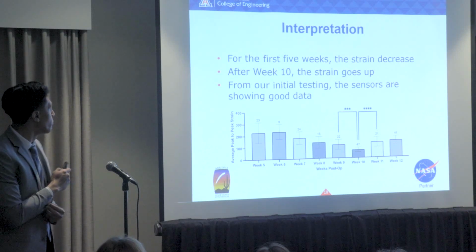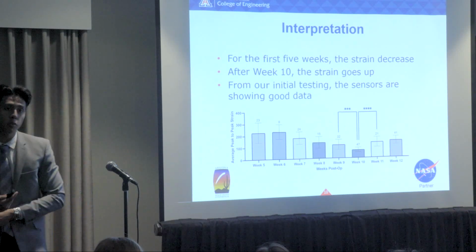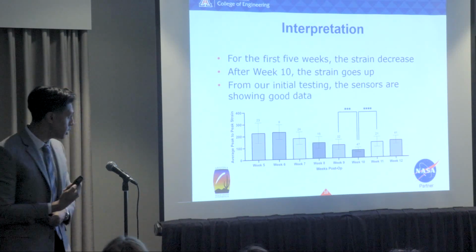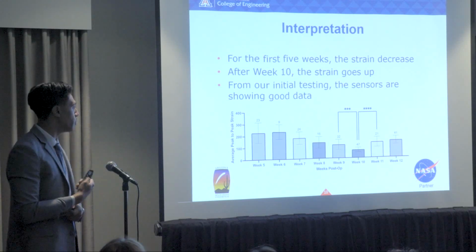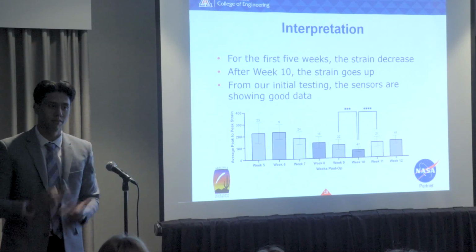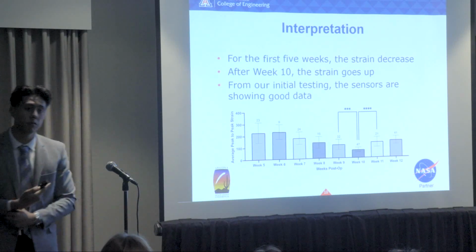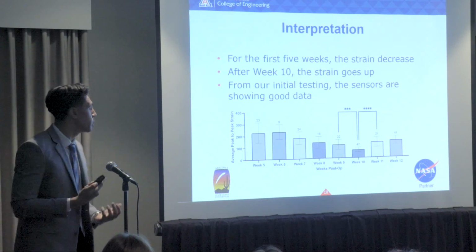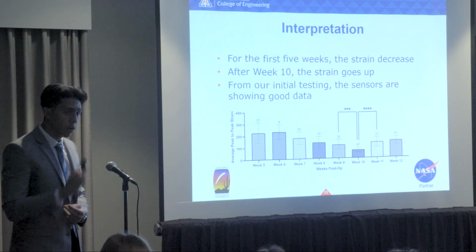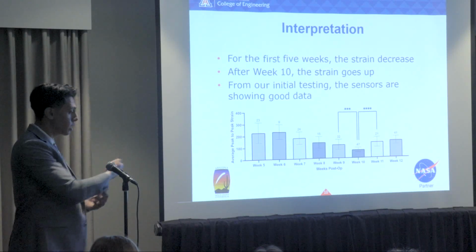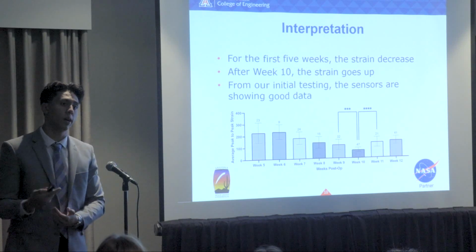And then, again, I'm going to reiterate our interpretation of the data. We saw the decrease in the strain from week 5 to week 10, which is good, bone healing. However, we saw the increase from week 10 to week 12, which is really the problem because we do not understand why that is happening. And as we continue to further test, we're going to try to see this pattern and understand why it is happening.